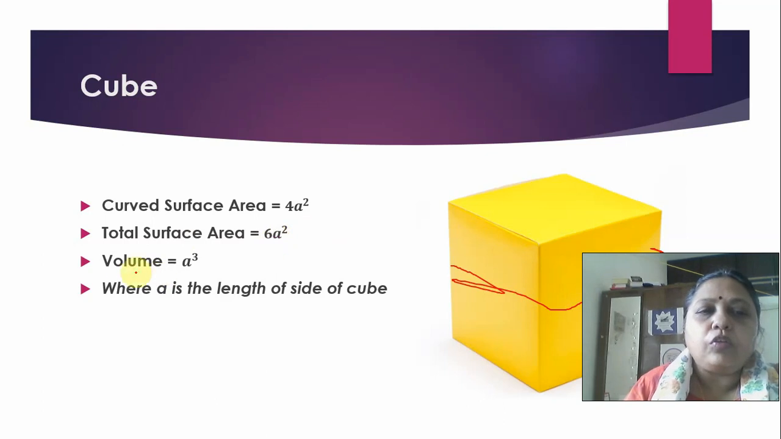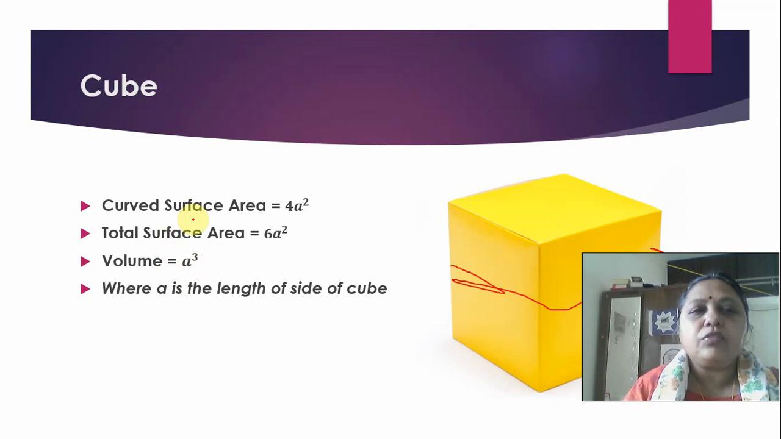Now we'll go to the formula for the volume. Formula for the volume of a cube is a cubed. Now what do you mean by volume? Volume is the total capacity that a cube can hold. So it is given by a cubed. There are three dimensions for a cube: the length, the breadth and the height. All the three are equal in a cube. So you have a cube.